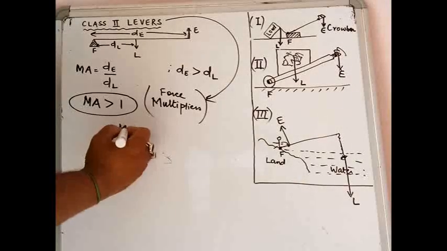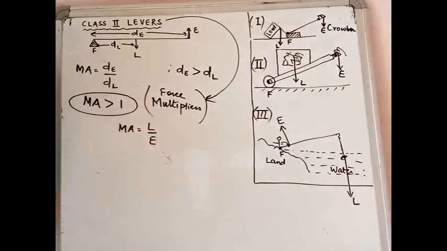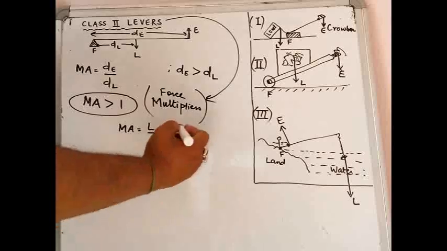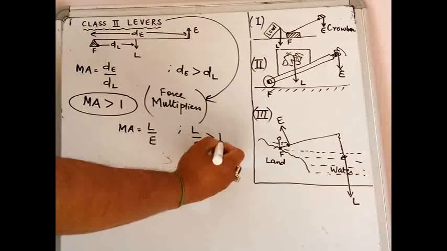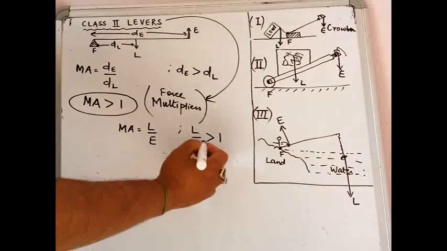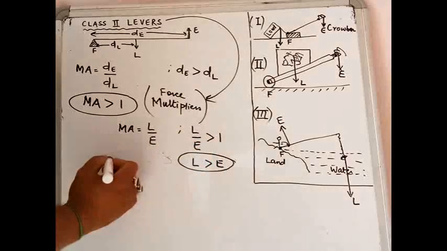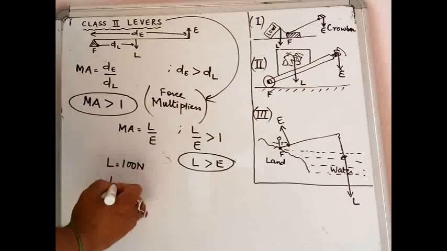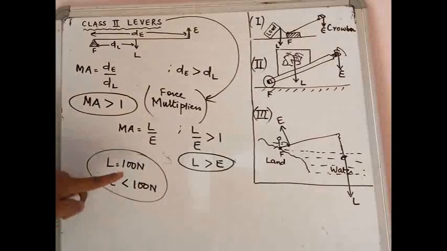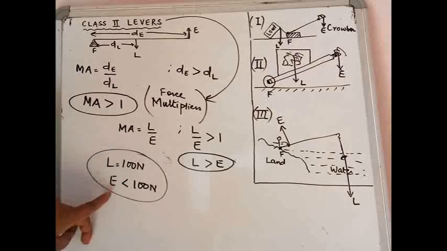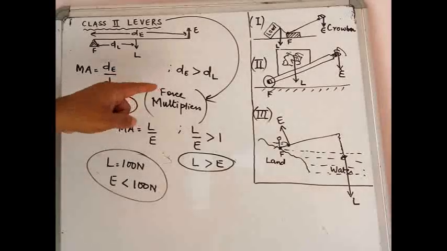That means now, for any machine, MA has a general formula of L upon E, load upon effort. If MA is greater than 1, like in this particular lever, that means L upon E is greater than 1. That means L is greater than E. I have taken E to the right side. L is greater than E. That means if you take a load of 100 newtons, your effort is always going to be less than 100 newtons. What does this signify? This signifies that for lifting a load of 100 newtons, you need an effort which is less than 100 newtons. So isn't that making your work easy? Isn't that actually multiplying your effort in terms of the load? So yes, force multipliers. Please remember, class 2 levers will always and only act as force multipliers, nothing else.